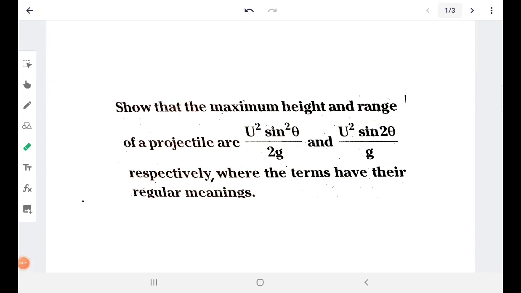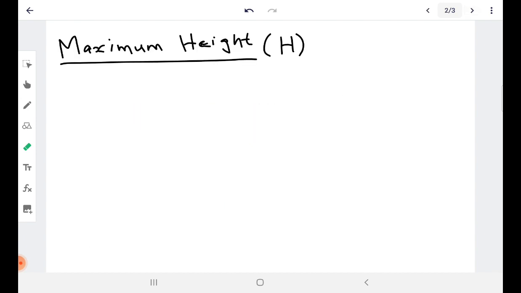Show that the maximum height and range of a projectile are u square sin square theta by 2g and u square sin 2 theta by g respectively, where the terms have the regular meanings. So in this question we are asked to derive the formulae for the maximum height and horizontal range of a projectile. So first we shall discuss the derivation for the formula for the maximum height.